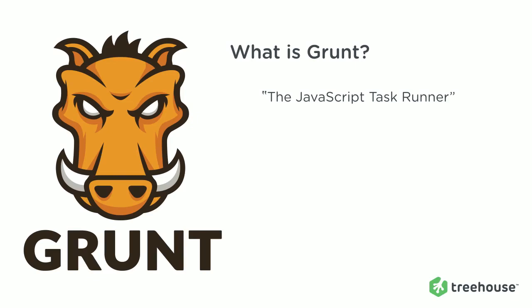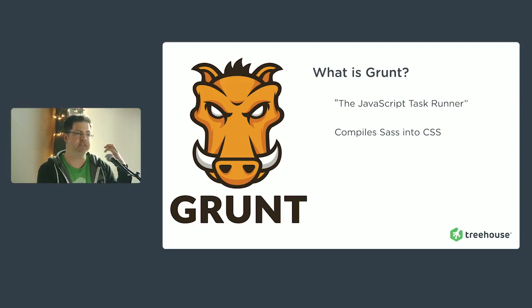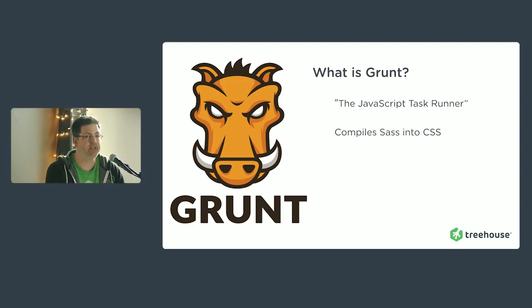That means it's something that helps you complete tasks that you want to get done as a developer. Things like compiling Sass. If you use Sass, which is a pre-processed CSS language, to make it easier and more convenient and efficient to write CSS, you need to convert that into actual CSS that web browsers understand. Grunt can do that for you automatically.